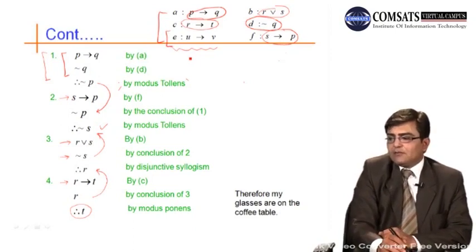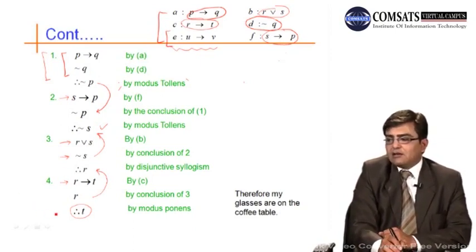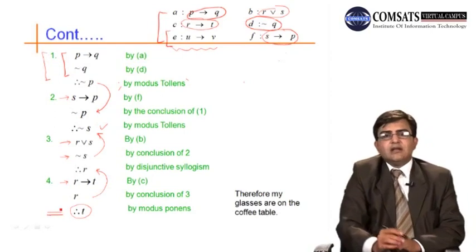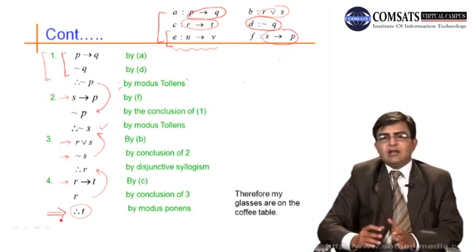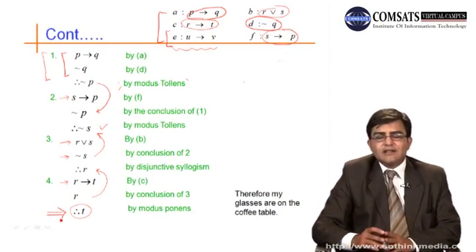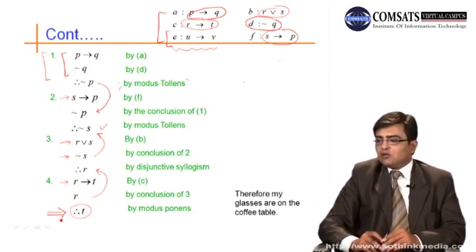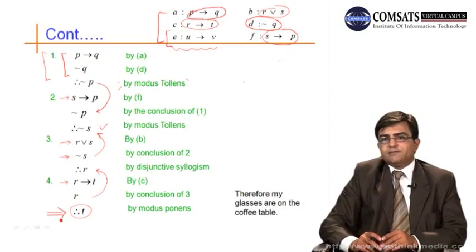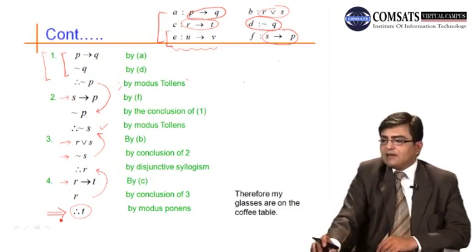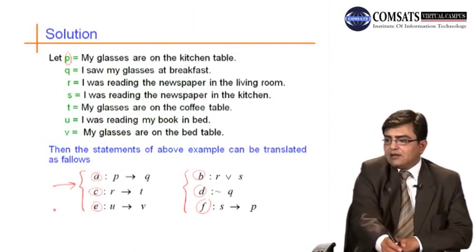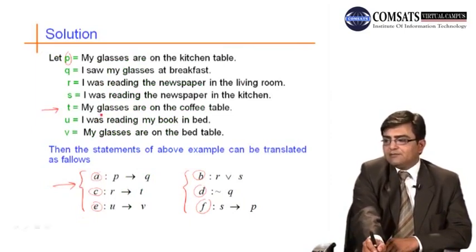So we can just leave such premises. So here we have drawn a conclusion, therefore T. T cannot be connected with other premises, so we accept it as a conclusion. What was T? We have supposed T: my glasses are on the coffee table.